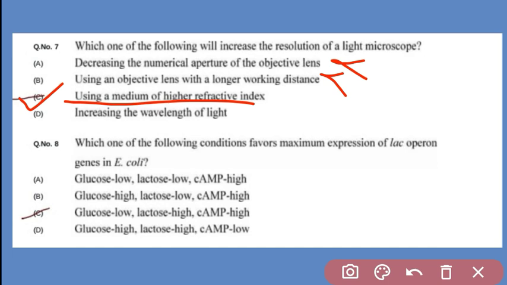Option D, increasing the wavelength of light. Increasing the wavelength of light decreases the resolving power. So option C is the answer to this question.